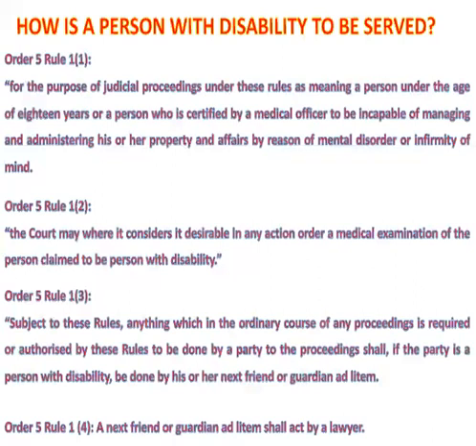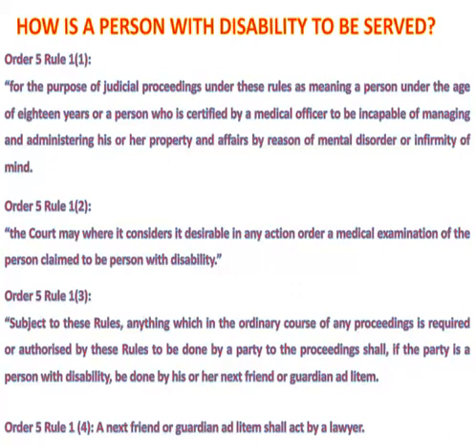So for a person with disability, the procedure of serving such a person has been spelled out under Order 5. So I would go ahead and read Order 5 Rule 1, Sub Rule 1, and explain who a person with disability is. Then I'll proceed to read out the provision that relates to the manner of serving such persons with disability.